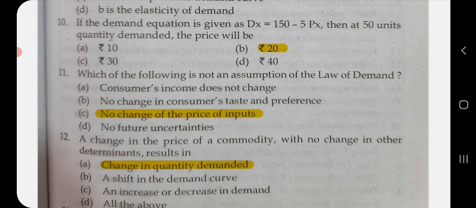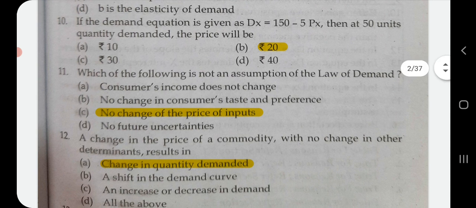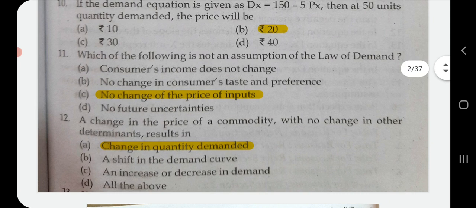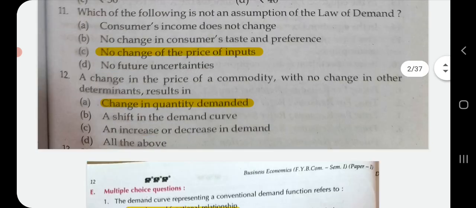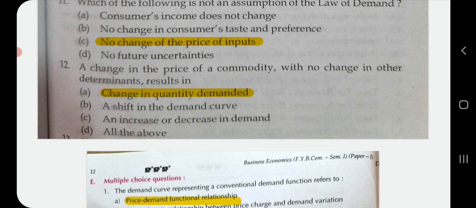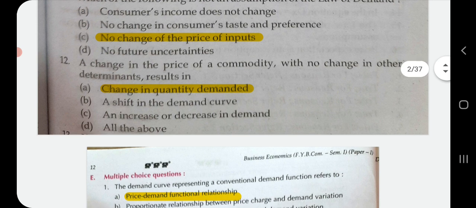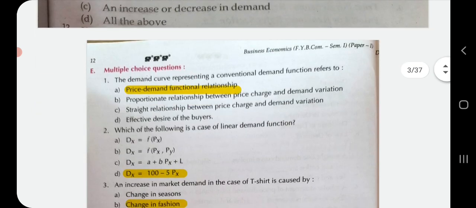11th question, which of the following is not an assumption of law of demand? Which of the following is not, underline the word not, assumption of law of demand? Which assumption is not part of the law of demand? And the answer is no change in price of input. Input has nothing to do with it. Yes. 12th question, a change in price of commodity with no change in other determinants results in, and the answer is change in quantity demanded.